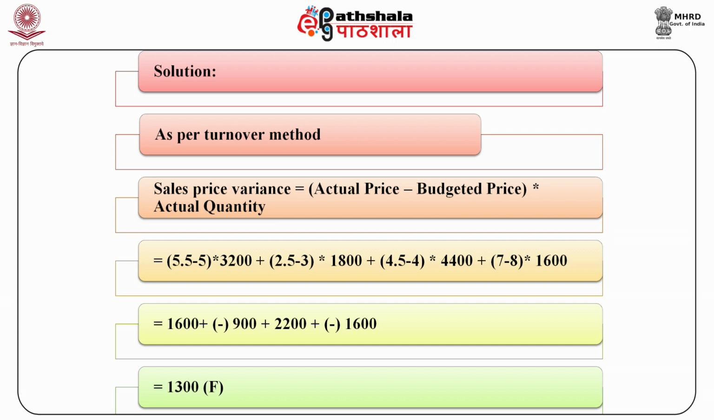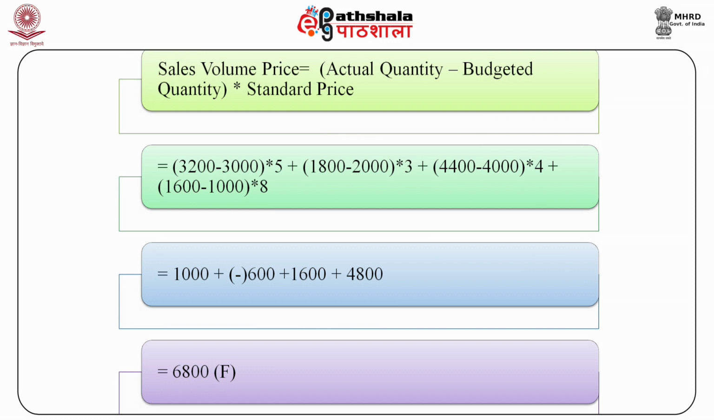sales price variance is equal to (actual price minus budgeted price) multiplied by actual quantity, that is, (5.5 minus 5) multiplied by 3200 plus (2.5 minus 3) multiplied by 1800 plus (4.5 minus 4) multiplied by 4400 plus (7 minus 8) multiplied by 1600. This gives us 1300 (F).